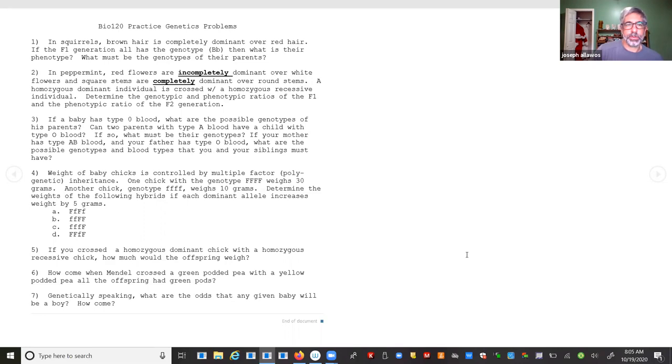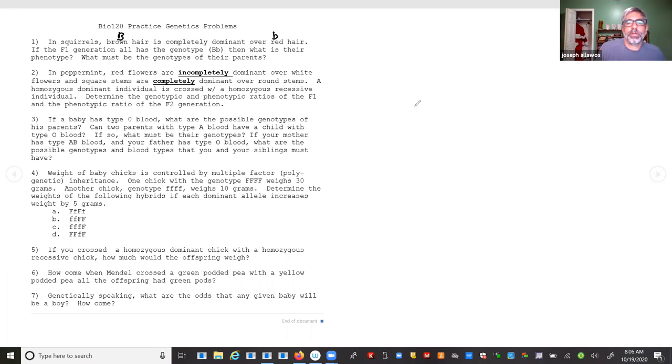Let's look at the first one. One of the things about these genetics problems is that sometimes it wants you to work backwards, and this one kind of wants you to work backwards. In other words, we've done a bunch of problems where we have parents and we want to know offspring. This problem says in squirrels, brown hair is completely dominant over red. So that's important. We might put a big B and a little b as our alleles. And then it says, if the F1 generation all has the genotype big B, little b, what is their phenotype? And then what must be the genotypes of their parents?